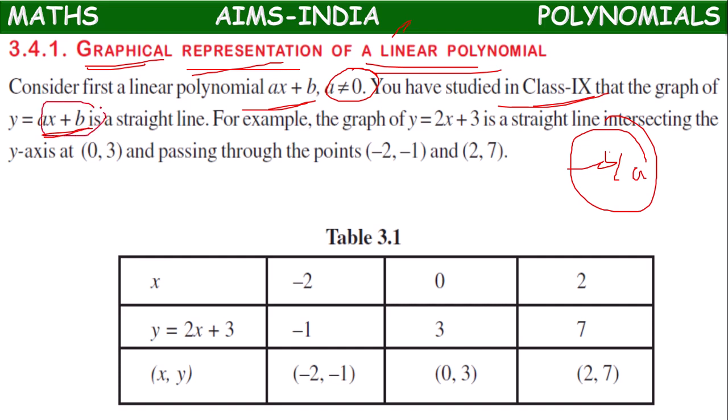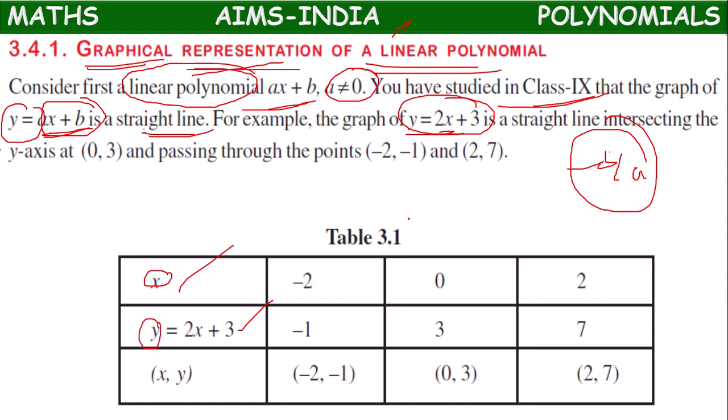Suppose y equal to ax plus b will be a straight line, because the graph of a linear polynomial is always a straight line. Suppose we have y equal to 2x plus 3. We have to locate x and y values on the graph.